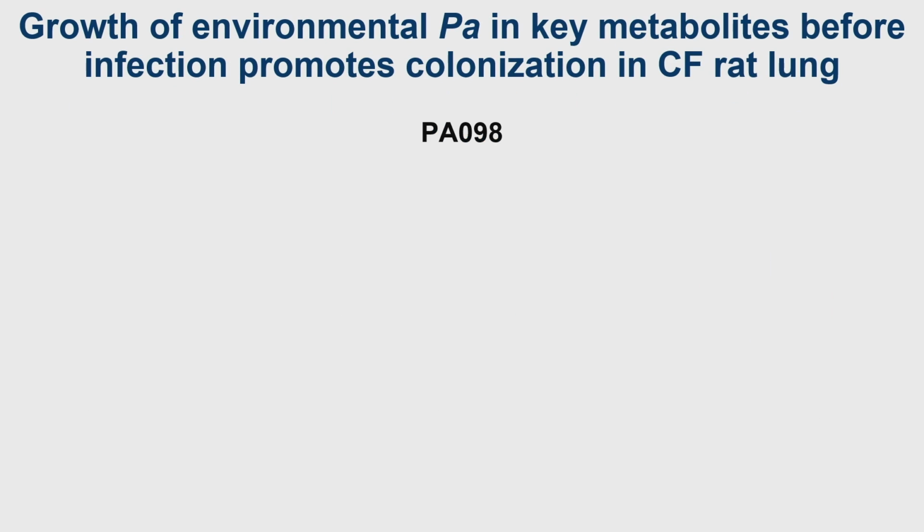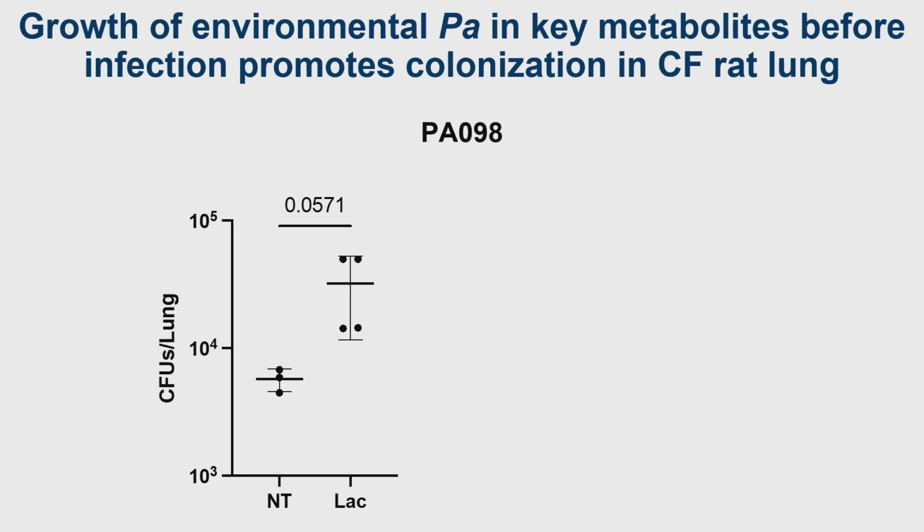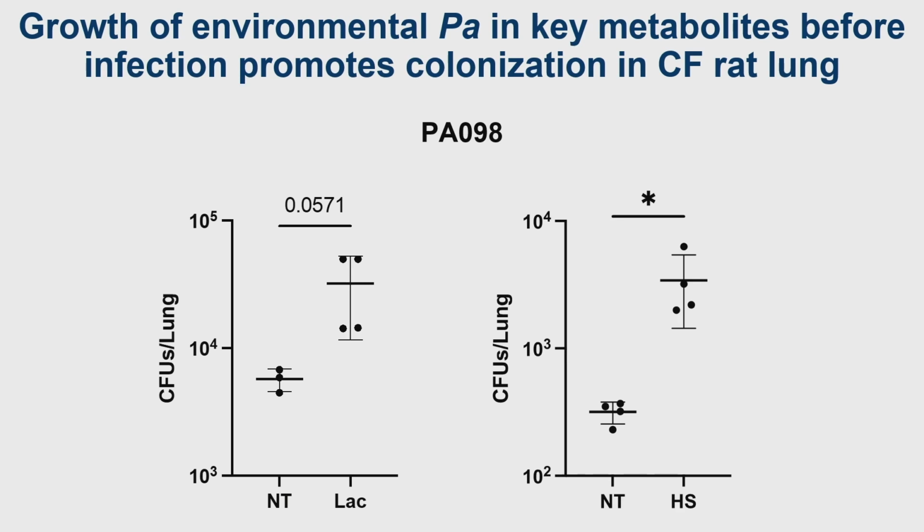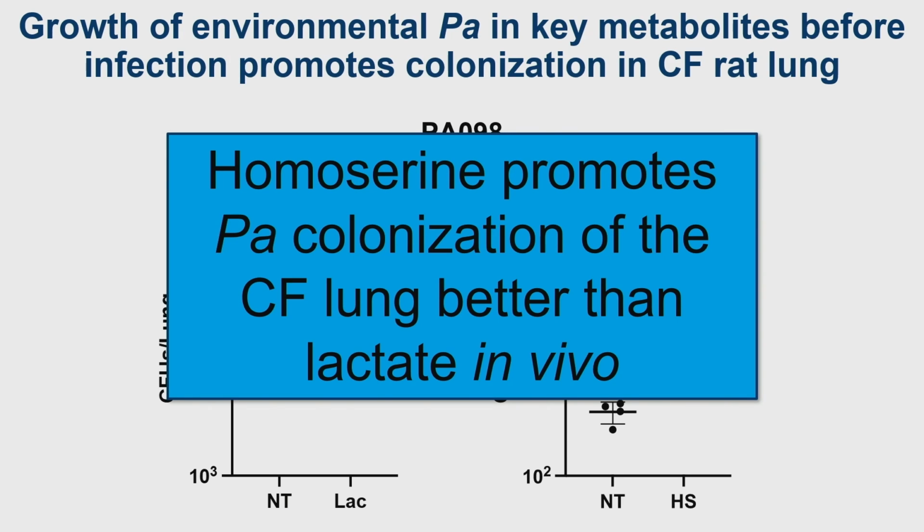And what we found was that while lactate does slightly and non-significantly increase the colonization of this environmental Pseudomonas strain, it does not do so as well as homoserine, which actually does significantly increase the colonization of Pseudomonas after just a pre-exposure to it. And so this is indicating to us that homoserine is somehow altering Pseudomonas to promote its colonization even better than lactate can.